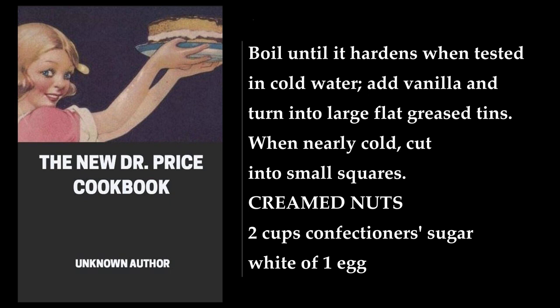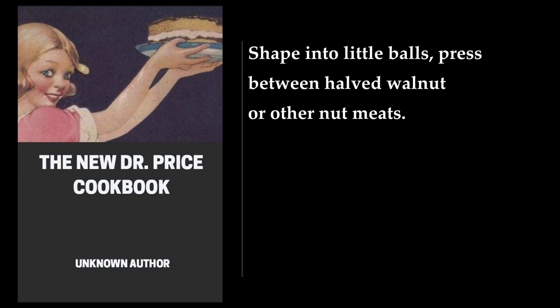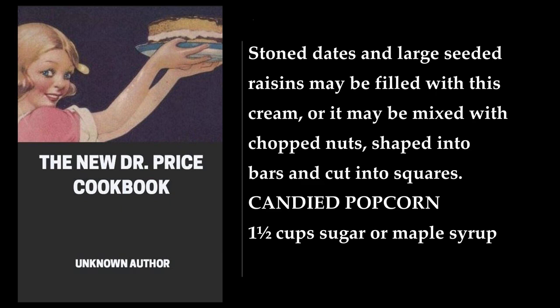Creamed nuts. 2 cups confectioner's sugar. White of 1 egg. 1 teaspoon vanilla extract. 2 teaspoons cold water. Walnuts or other nuts. Mix sugar, unbeaten egg white, vanilla and cold water into a stiff paste. Shape into little balls, press between halved walnut or other nut meats. Stone dates and large seeded raisins may be filled with this cream, or it may be mixed with chopped nuts, shaped into bars and cut into squares.